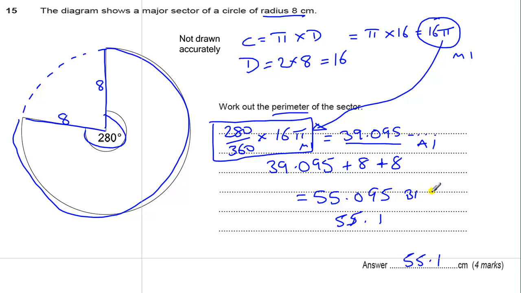which is actually a B1 mark with follow through. So that means if you've got any answer here and you added 16 to it, you actually get a follow through mark. So whatever answer you've calculated plus 16 will give you an extra mark. So there are some marks there available even if you're not 100% sure what you're doing.